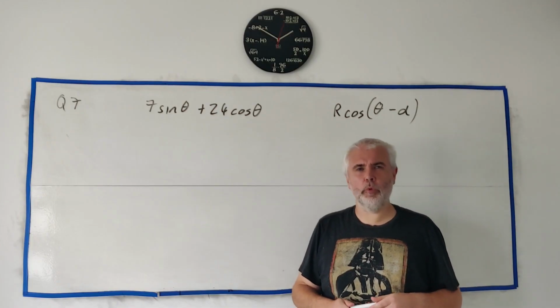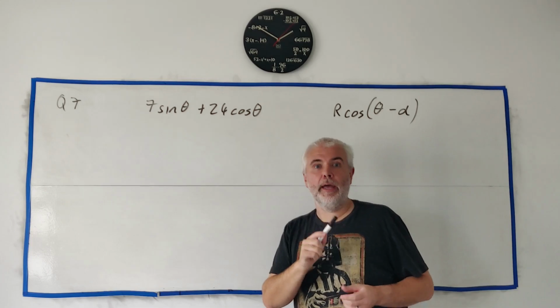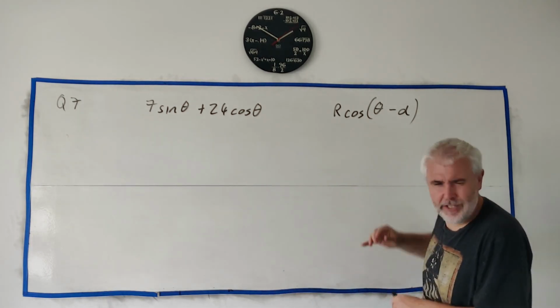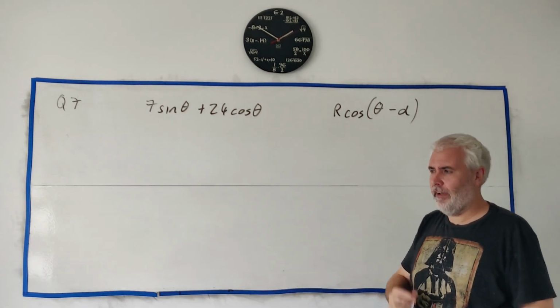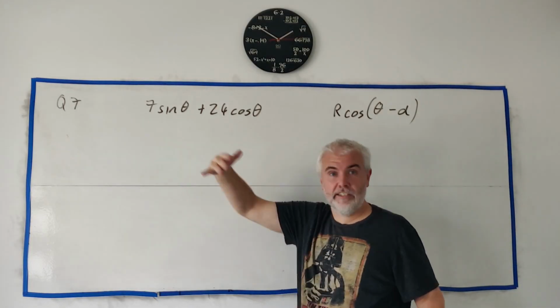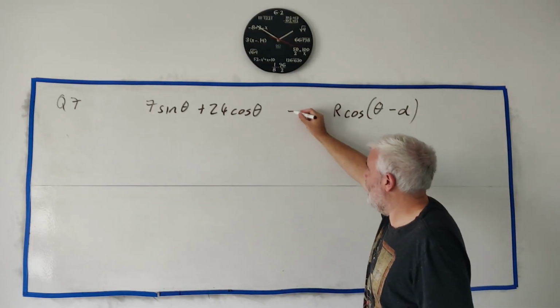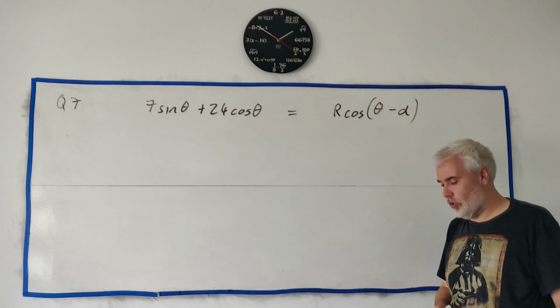In question 7, we're given this trigonometric expression and we're asked to put it in this form. This is quite a common question. In fact, they might go so far as to just give you this and ask you to try and solve it. They want you to know to use this, and what we do is we put them equal to each other.